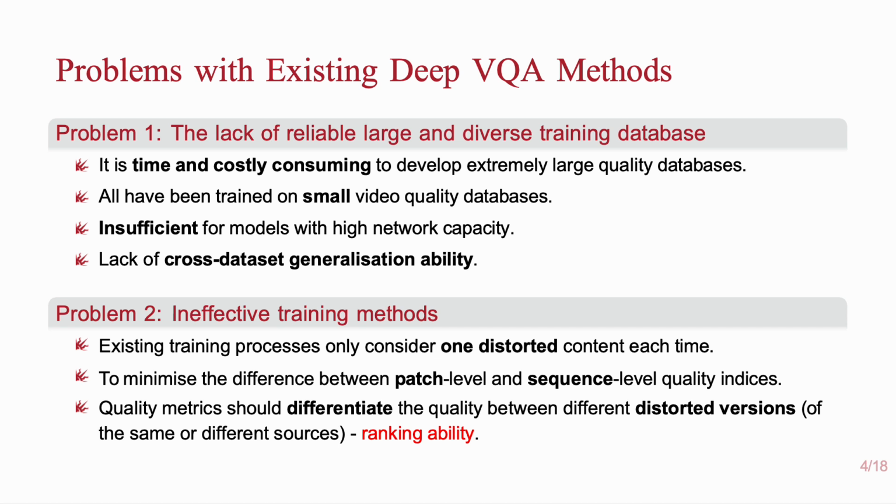Problem two is ineffective training methods. The existing training processes only consider one distorted content each time. Meanwhile, deep VQA methods just minimize the distance between the patch-level and sequence-level quality indices and the ground truth. In contrast, the ability of a metric to differentiate the quality of differently distorted versions is an important characteristic of a VQA method that has not yet been exploited, named the ranking ability.